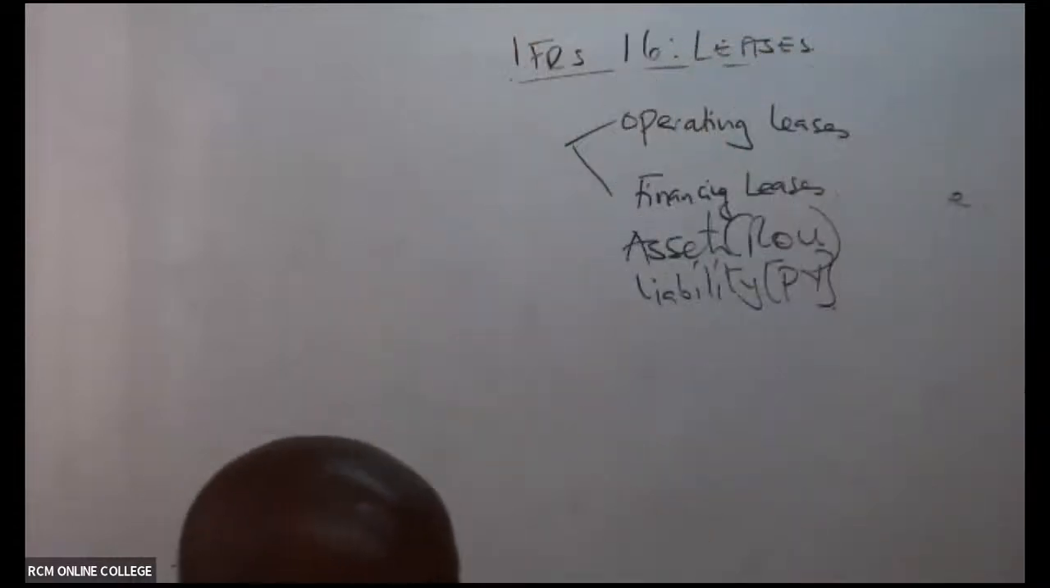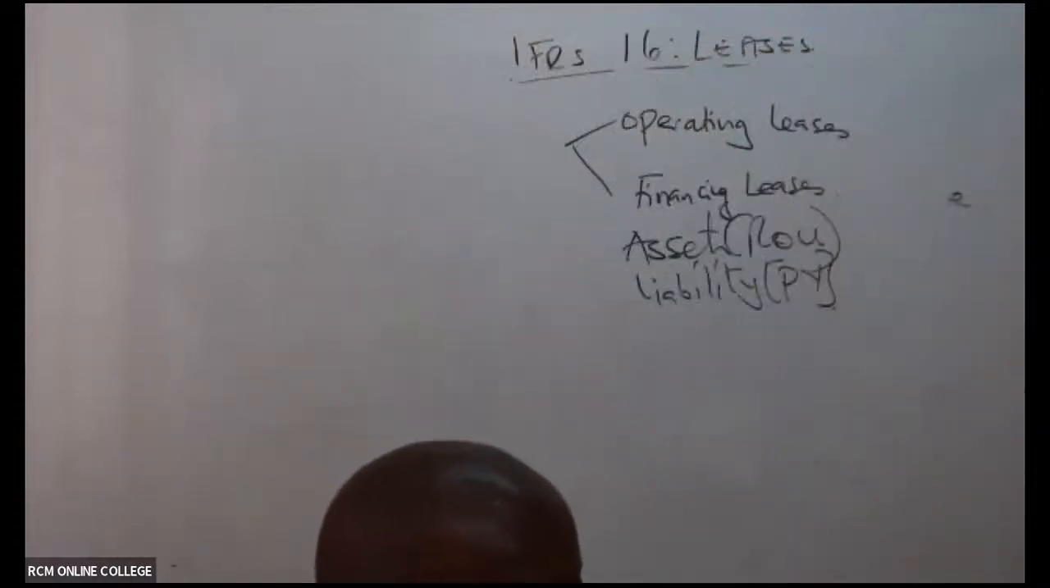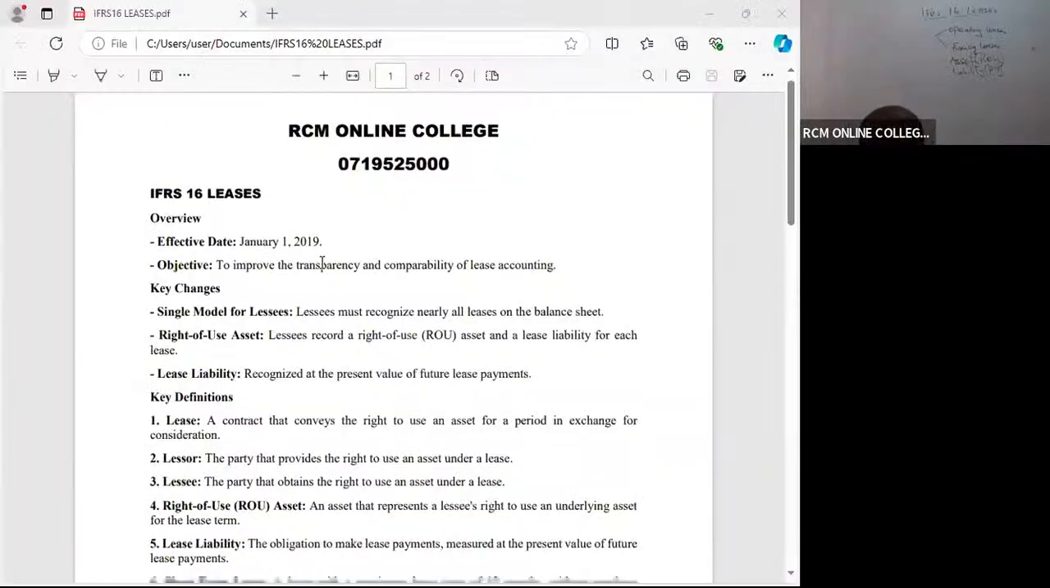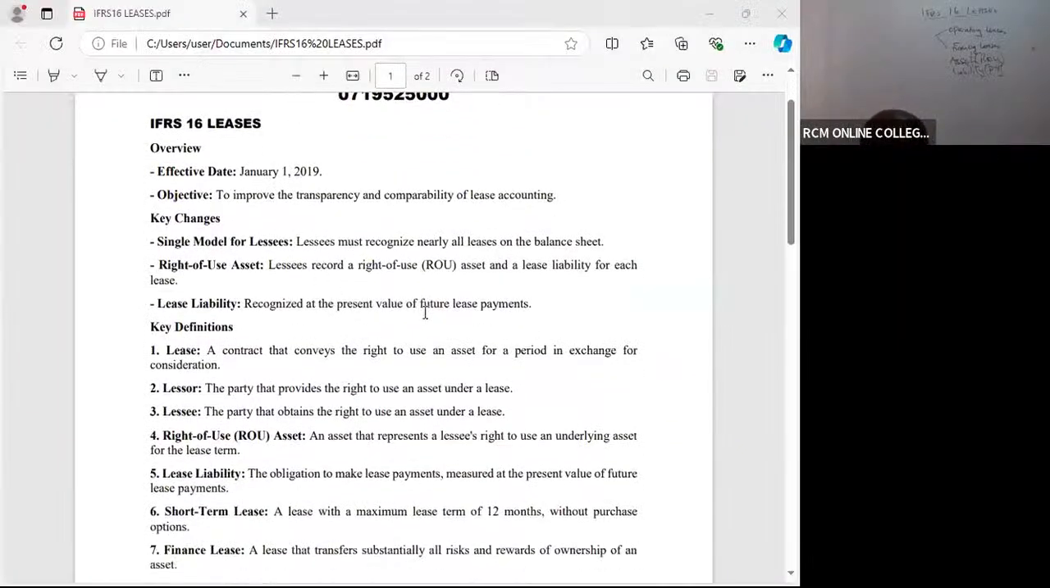Okay, gentlemen, we continue here. We are told here: lease liability recognized at the present value of future lease payments. So key definitions. A lease is a contract that conveys the right to use an asset for a period in exchange for some consideration. It cannot be for free.